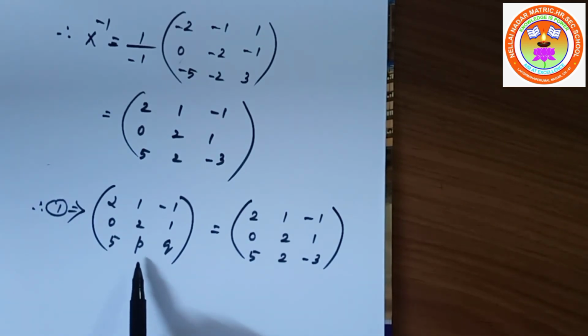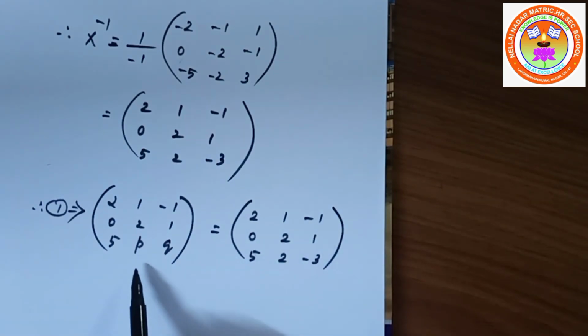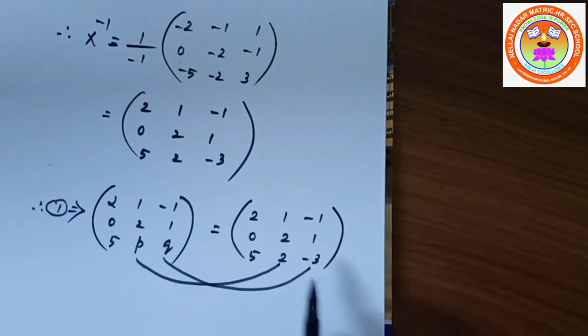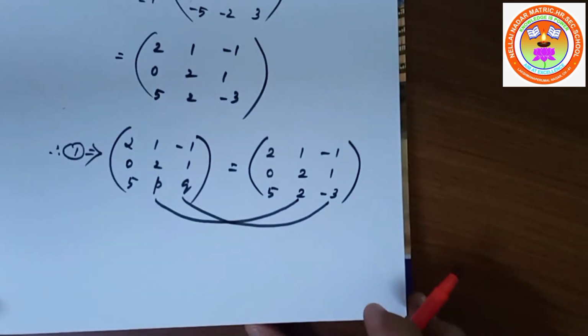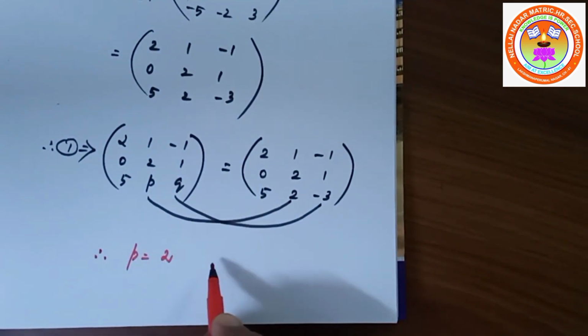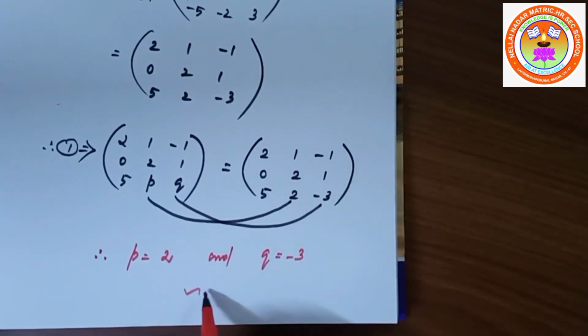So you are asked to find out the values of p and q. Look at that, p that is equal to 2 and q that is equal to minus 3. You write the result at last. Therefore, p that is equal to 2 and q that is equal to minus 3.